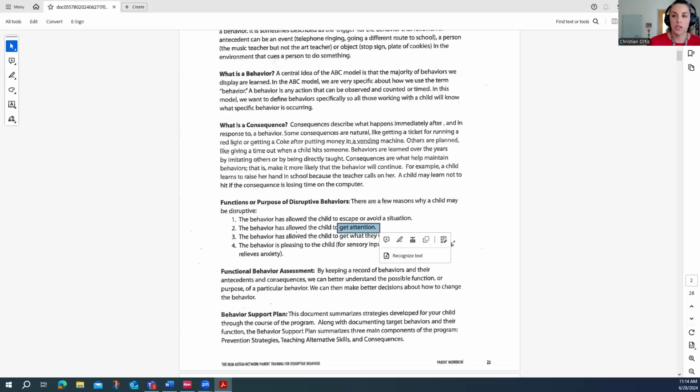The third function of behavior is that the child wants to get what they want, right? So the kid in the shopping cart wanted a toy, wanted a snack. This is what we call tangible access. They got what they wanted, right? So my son is really good at negotiating with me as far as if I do this, this, and this, can I get $20? Right?